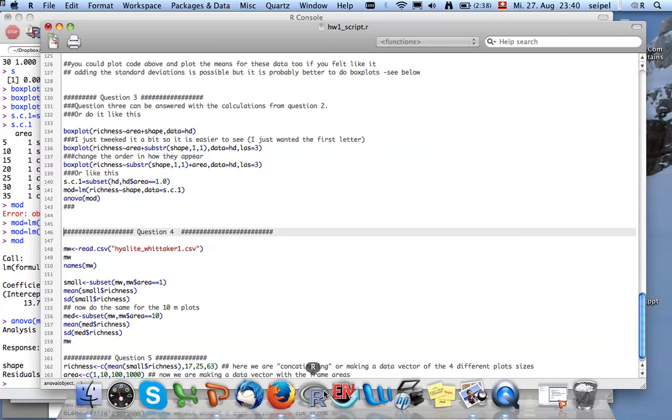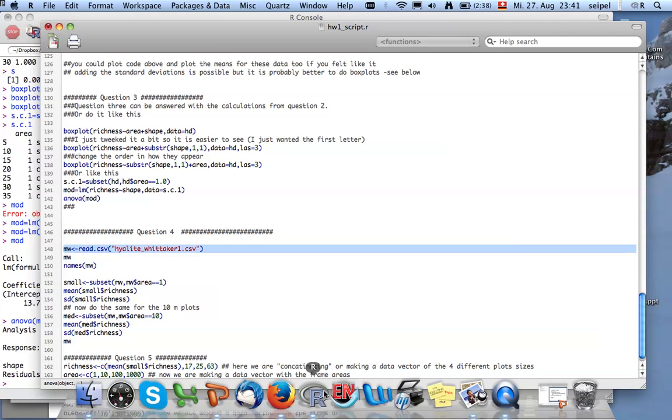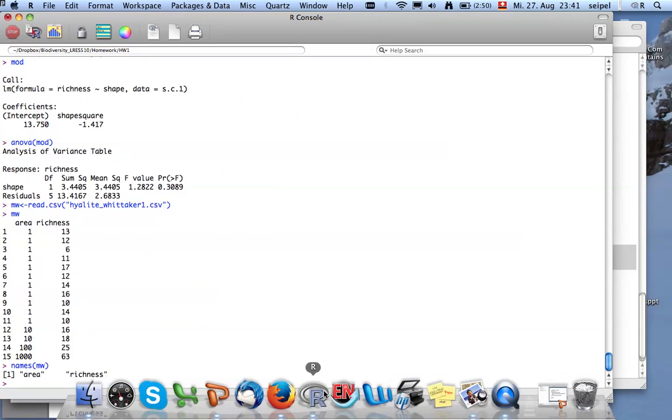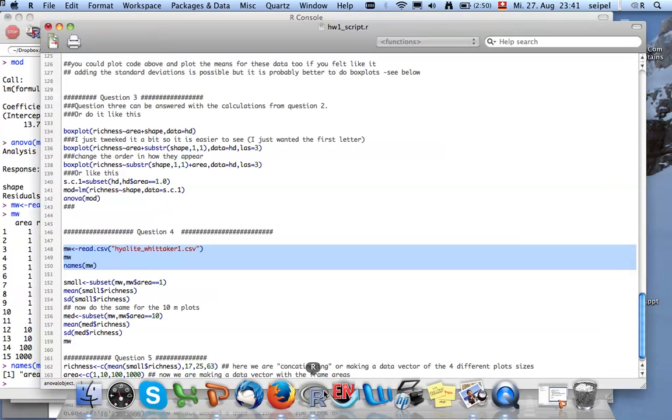Go down here to question 4. The data for this question is Whittaker1.csv, and I called the object MW for modified Whittaker. Here we can see what the data looks like. There's the richness for each one of those by the area size of the plot. So we're pretty close to being able to plot our species accumulation curve and fill in all these values.